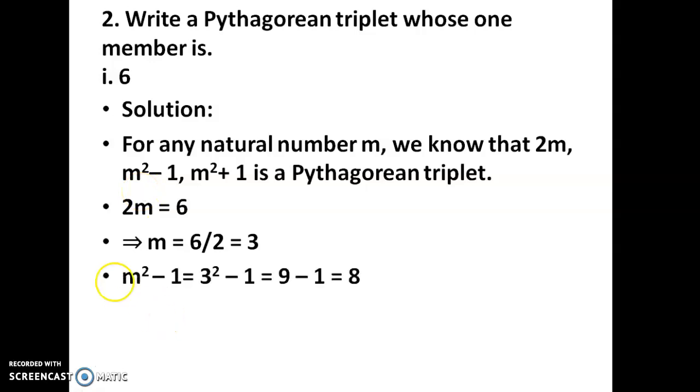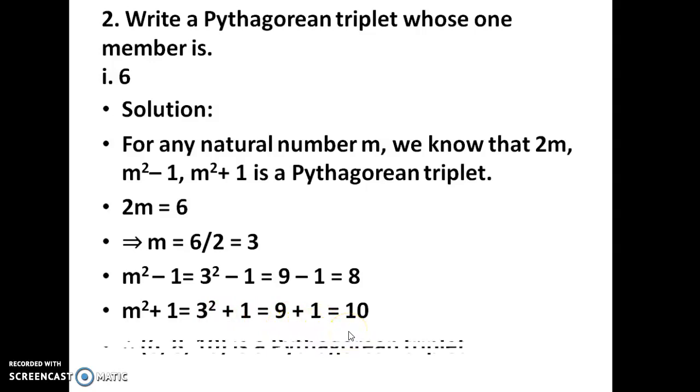M square minus 1. Here m square minus 1 is there, no? In that you substitute the value for m as 3. 3 square minus 1. 3 square is 9. Okay, 9 minus 1 equal to 8. Then next number, m square plus 1. So m square is 3 square, that is 9. Then plus 1, that is 10. So these 3 numbers are the Pythagorean triplets, 6, 8 and 10. Okay, 6 square plus 8 square equal to 10 square. That's the way we can say the Pythagorean triplet.